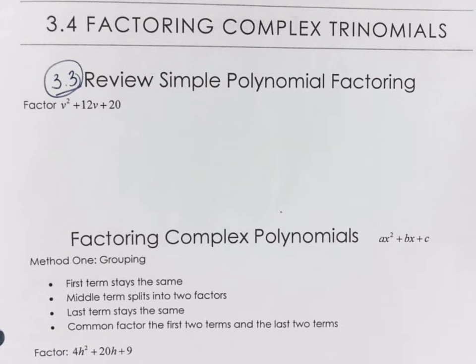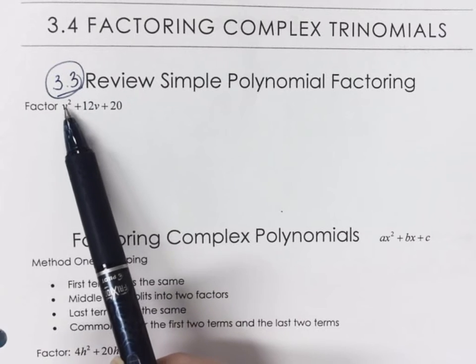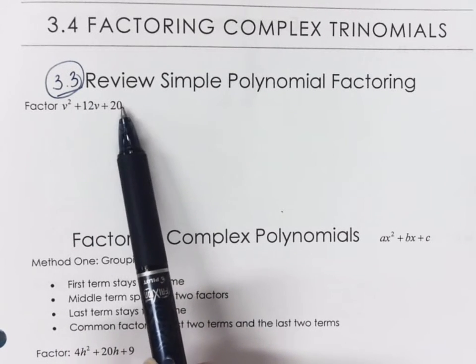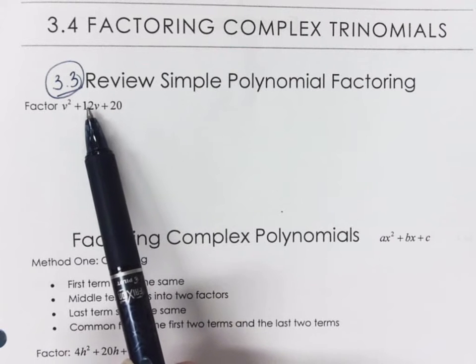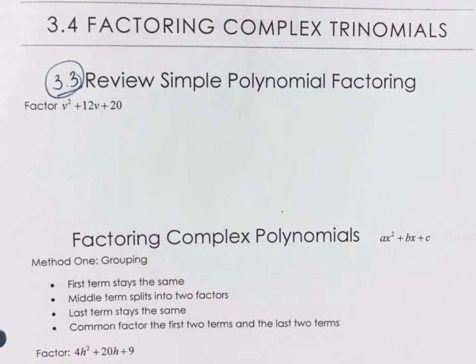Step one, the first thing we always want to do is see if there's something we can common factor from the whole trinomial. Like I can take a V out of here and here, but I can't take a V out of here, so that doesn't work. I can take a 2 out of here and here, but I can't take a 2 out of here. So there's no common factoring. So I'm just going to check. I'm going to take a quick glance, and I cannot common factor.